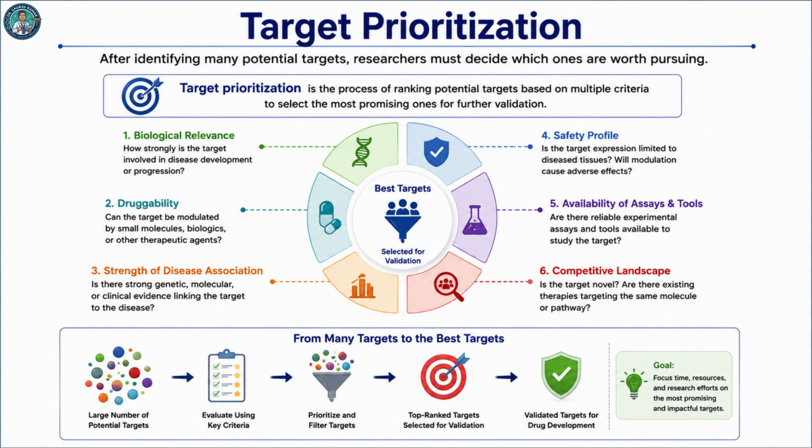After identifying multiple potential targets, researchers must decide which ones deserve further investigation. This process is known as target prioritization. Several factors are considered. Is the target strongly associated with the disease? Is it druggable? Can it be measured experimentally? Is it likely to be safe? The highest ranked targets are selected for validation studies.